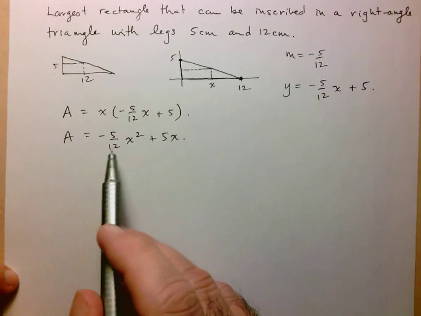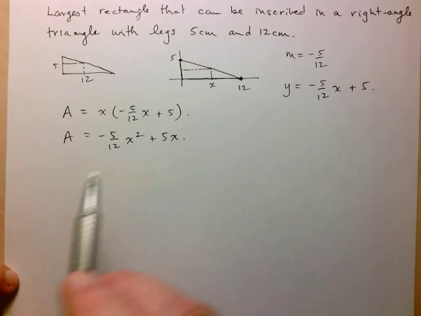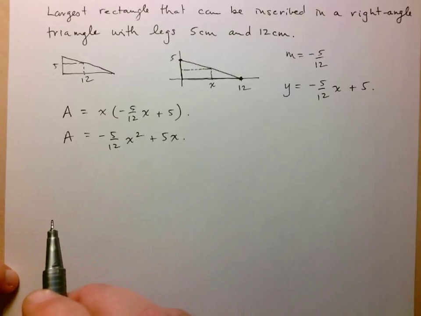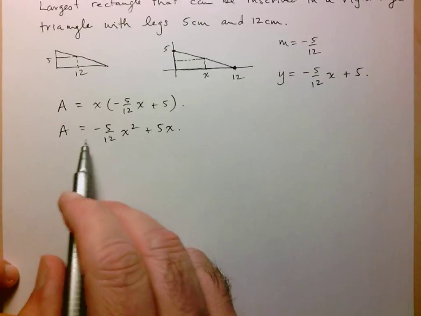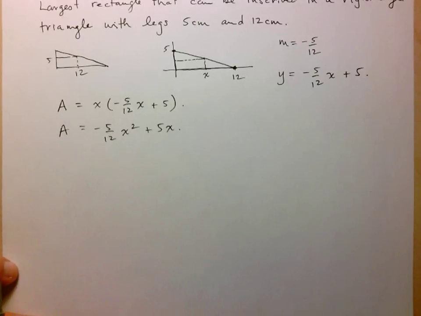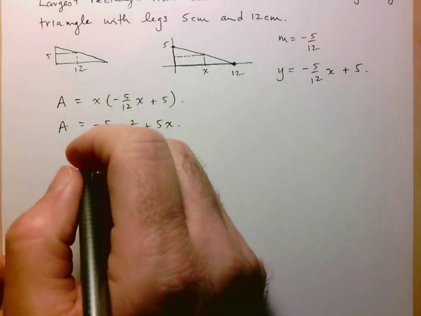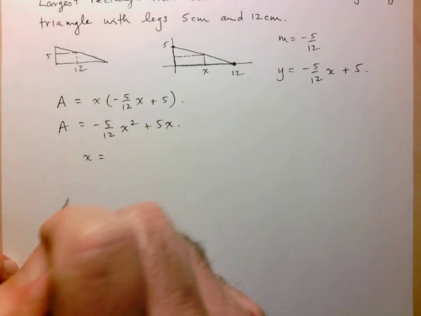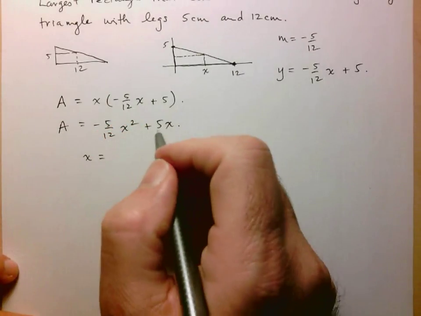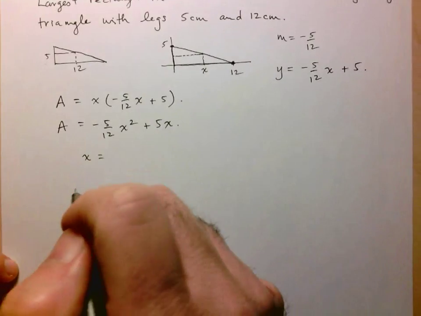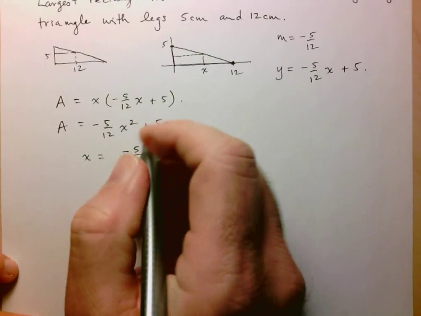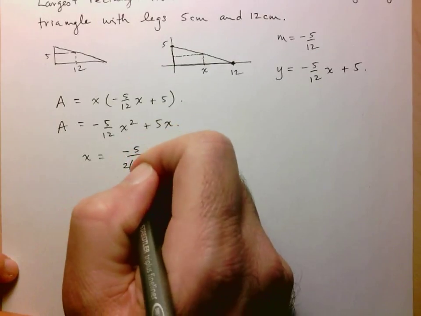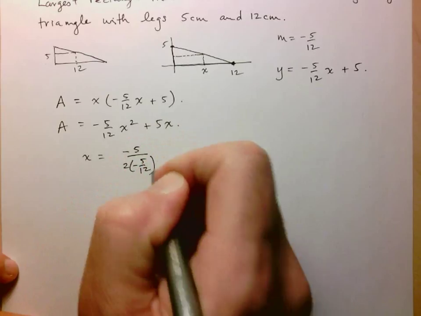You could obviously solve this by taking the derivative and determining where the x-intercept is of the derivative function. But if you watched a previous video, you'll see there's a neat little trick for finding the location of extrema on quadratics. Here we know that that's going to occur at the value -b over 2a. Sorry, negative b over 2a. So it's going to occur at -5 divided by 2 times -5/12.